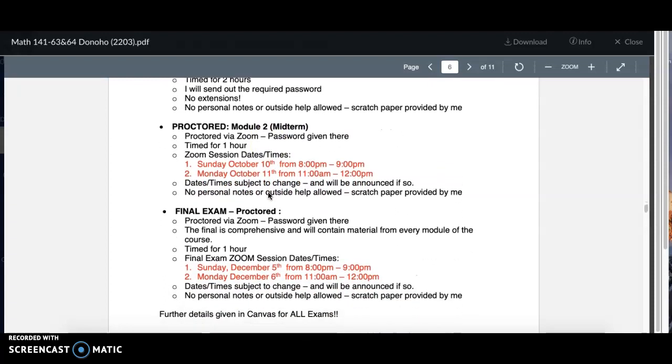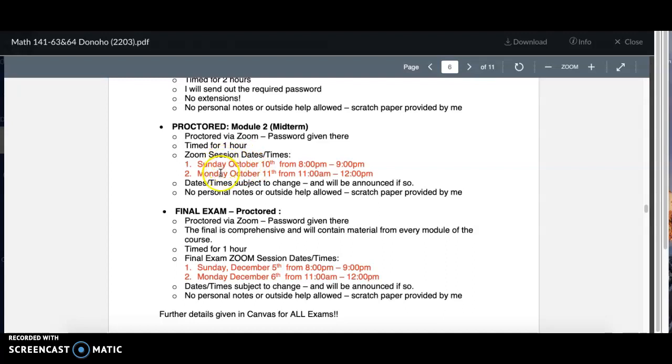Then we have the two different proctored exams. We have the Module 2 exam, which is the midterm, and the final exam. During the midterm, it is proctored via Zoom, and I give out the password there once everyone logs in. This is timed just for a single hour, so I'm adjusting the amount of questions that I put on the exam. It will be a shorter exam because, again, I'm trying to do what I can. The fact that you're needing to be there at a very specific time, I'm trying to make your time commitment shorter on those.